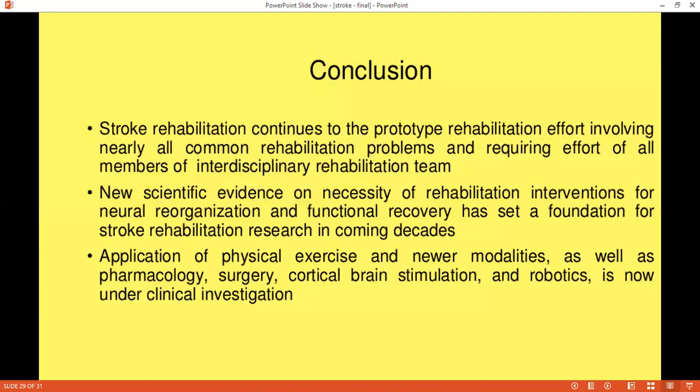The new evidence: application of physical exercise and newer modalities, as well as pharmacology, surgery, cortical brain stimulation, and robotics are now under clinical investigation. These new devices help the patient, especially if they have flexor thrust in the upper extremity or extensor thrust in the lower extremity. Some devices help to improve motor function, especially lying to rolling, side rolling right and left, then sitting to standing, then forward walking.